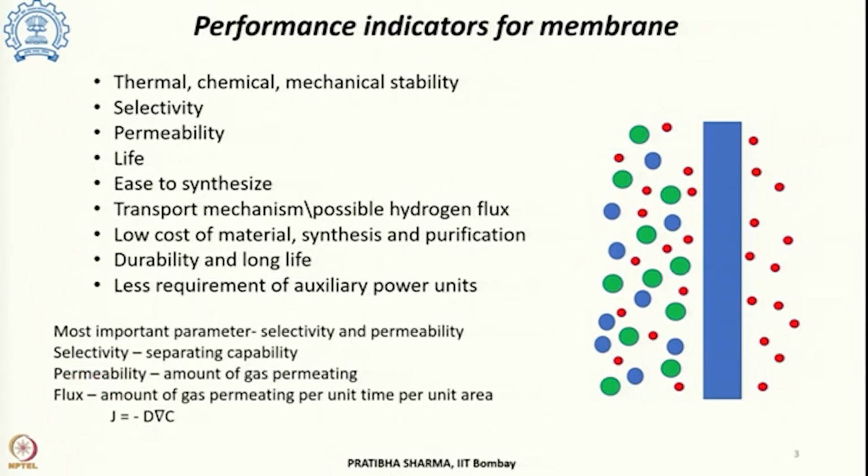The permeability is the amount of gas that can permeate through the membrane, that defines its permeability. However, the flux is the amount of gas on the product side that permeates per unit time per unit area, and this can be given by Fick's first law, which relates it with the diffusion coefficient and the concentration gradient.